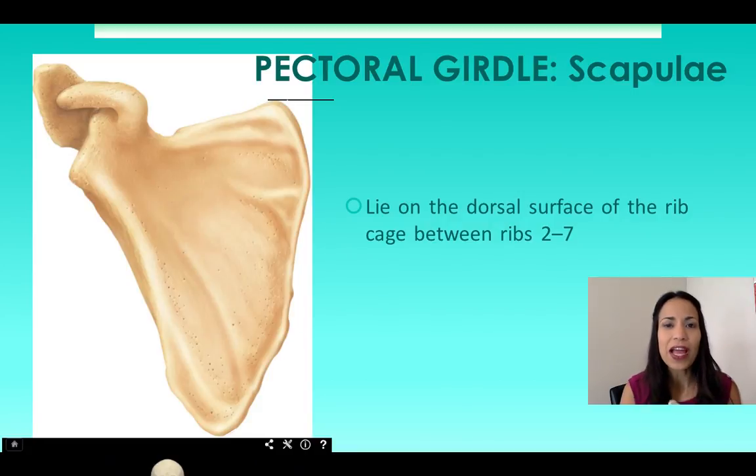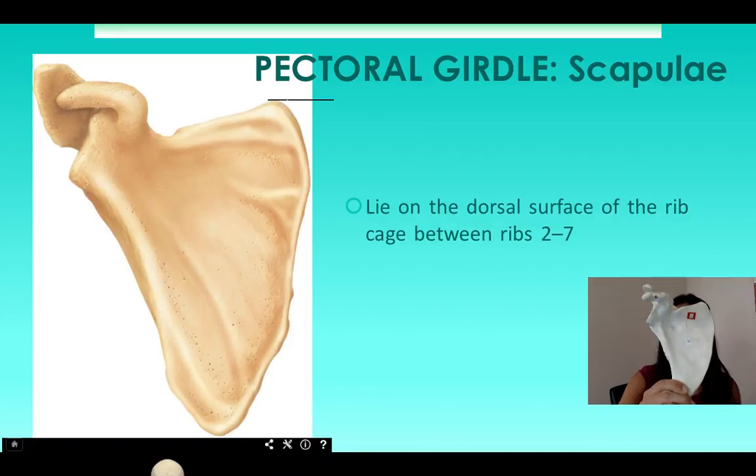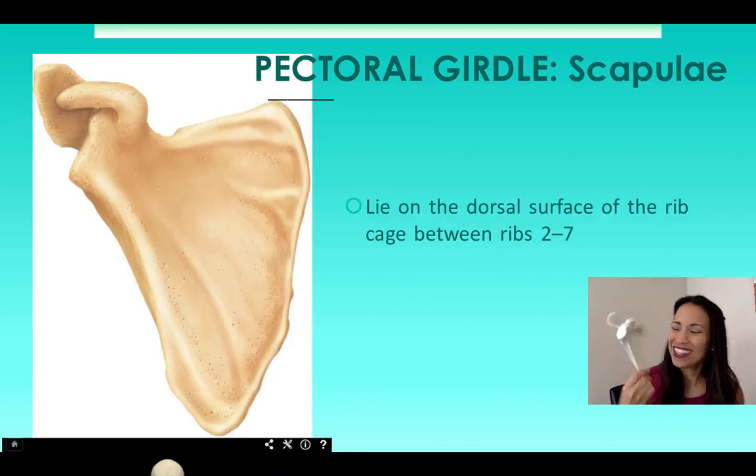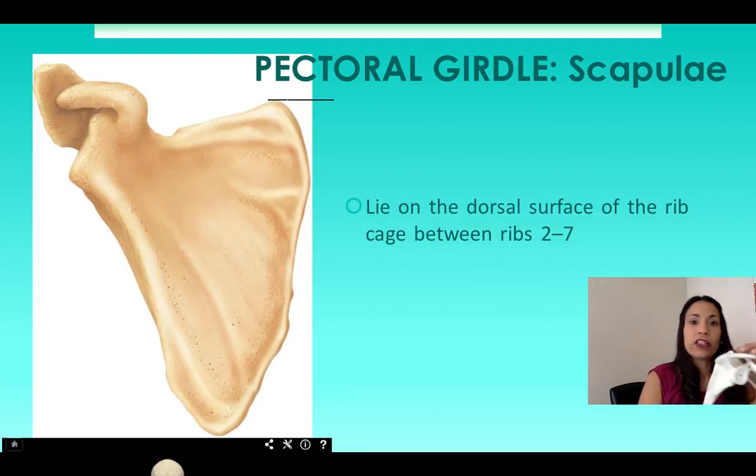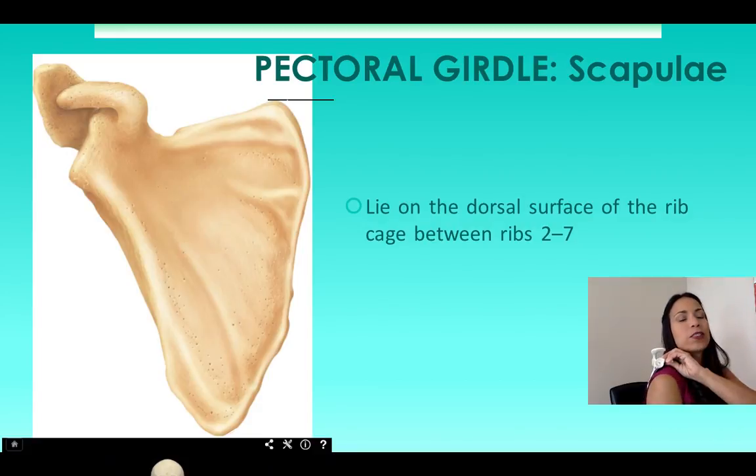Let's keep describing the pectoral girdle. Second bone, the scapula. Isn't it cute? It's a little triangle. Where is it located? It's located in the posterior, lateral, and superior aspect of the pectoral region, the thoracic region in your thorax, posterior to that.